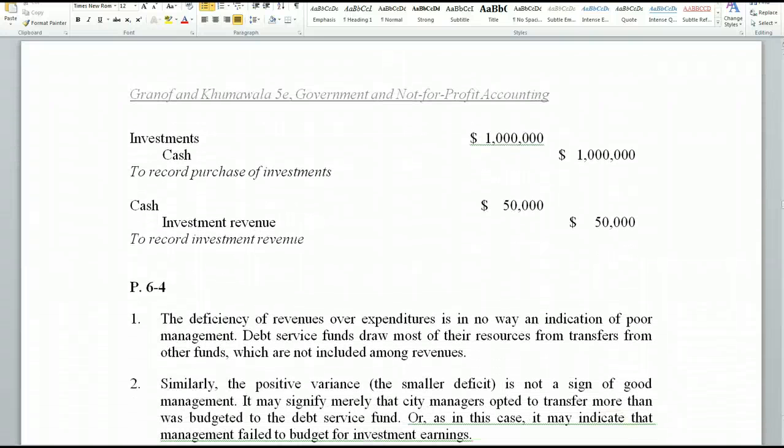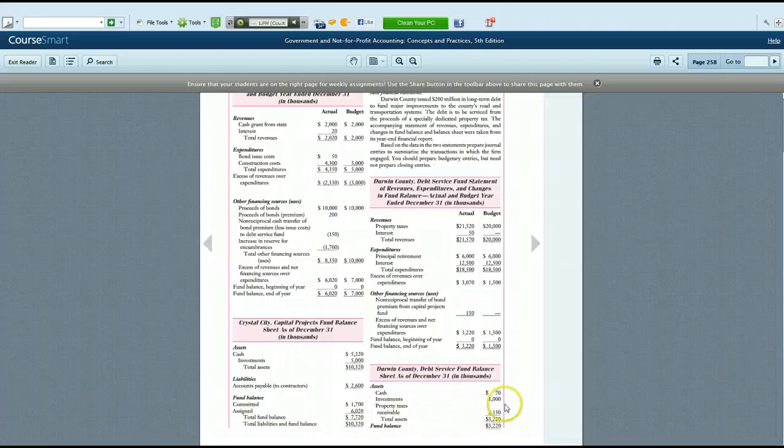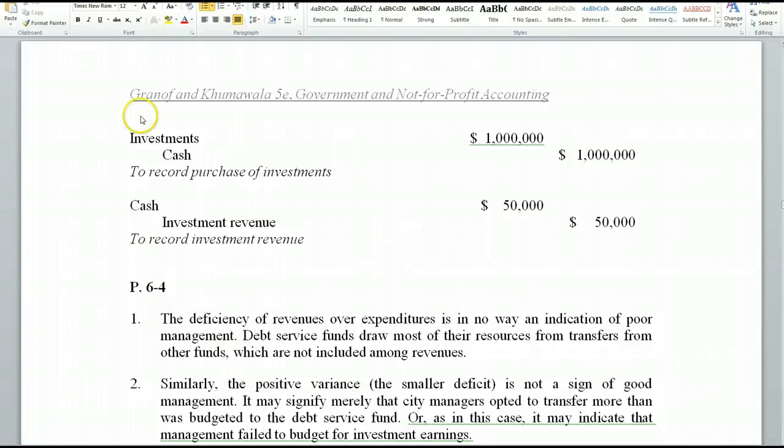We also can tell from the financial statements that there is now an investment of $1 million. And so we will record that journal entry, investments to be debited, cash to be credited. And then lastly, we received $50,000 in investment revenue. So we will debit our cash and show that credit in investment revenue for that amount.